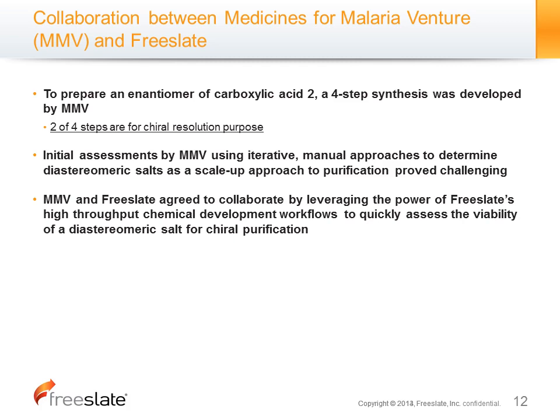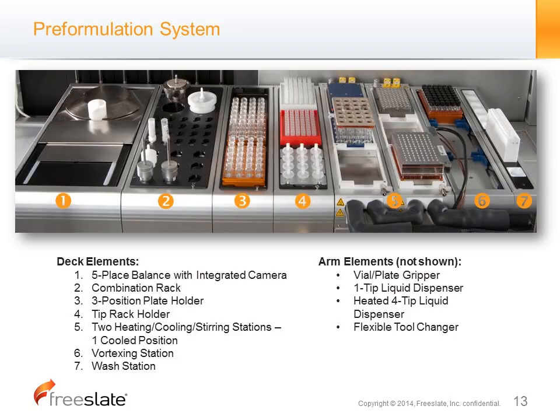As a result, MMV and Freeslate established a collaboration to assess the viability of using chiral salt resolution and high-throughput research to isolate carboxylic acid 2. To do this, we used our pre-formulation workflow. The pre-formulation workflow is configured for high-throughput solid form and crystallization screens. The system has weighing, heating, cooling, mixing, and liquid handling elements to completely automate the solid form screening process.